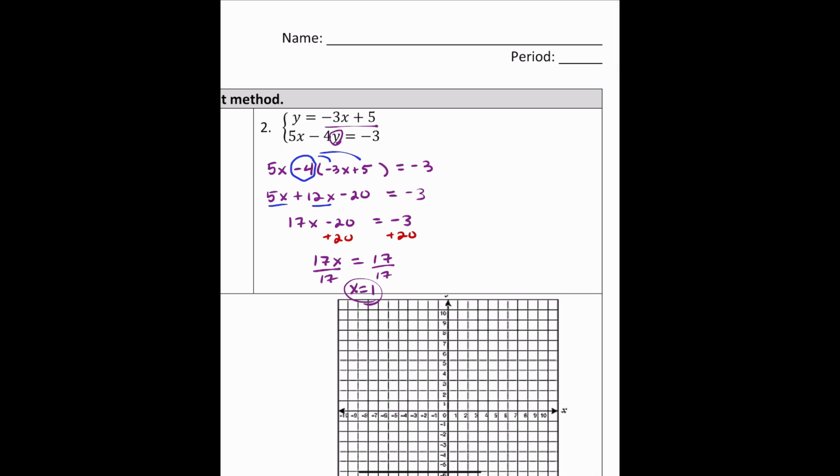Now I need to figure out what y is equal to. But remember, y is equal to negative 3x plus 5. So to find my y, I can just replace this x variable with the one I just found. So I have y equals negative 3 times 1 plus 5, and negative 3 times 1 is negative 3. And if I add that by 5, then y is equal to 2. So our answer is 1, 2.